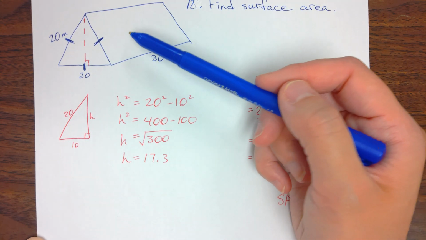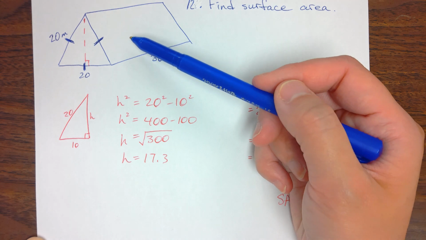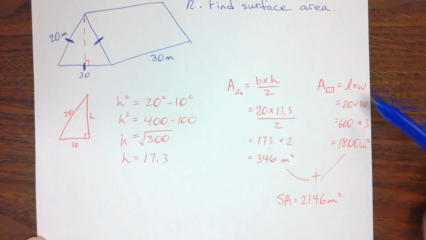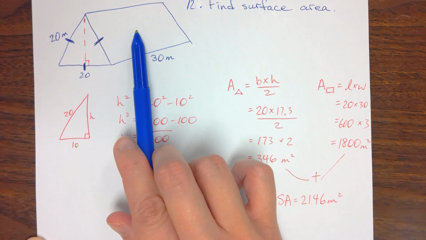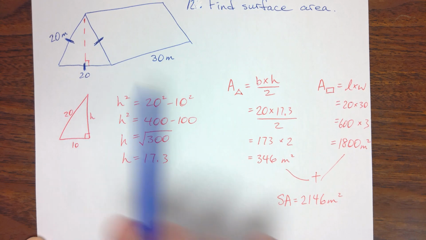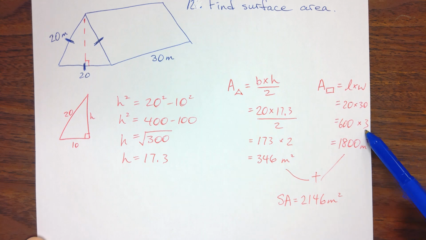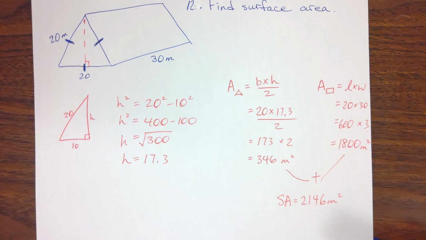Just 2? 3. That's where you made the mistake. Right, exactly. So length times width, which is 600. I have the right side, the left side, and the bottom base. So times it by 3, 1800. Add it together, I get 2146. How many of you got 2146? All right, good.